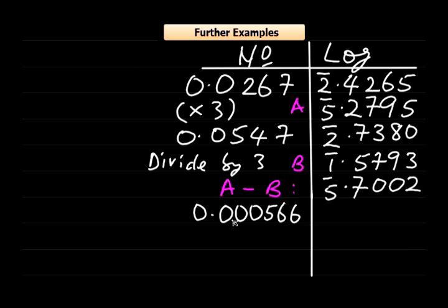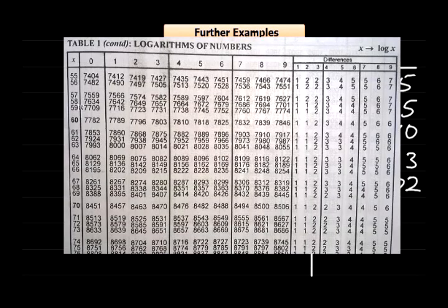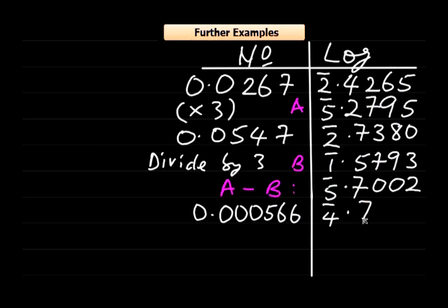Let's count the characteristic. We have 1, 2, 3, 4. So bar 4. So our characteristic is bar 4. Check the log of this. This is 56 under 6. Yes, 56. That's 56 there. Under 6 is 7528. 56 under 6, the log is what? 7528. That's what we have.